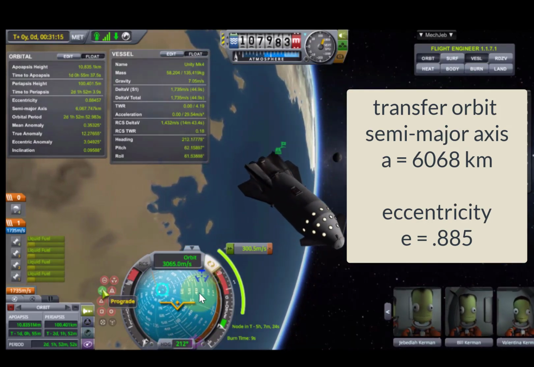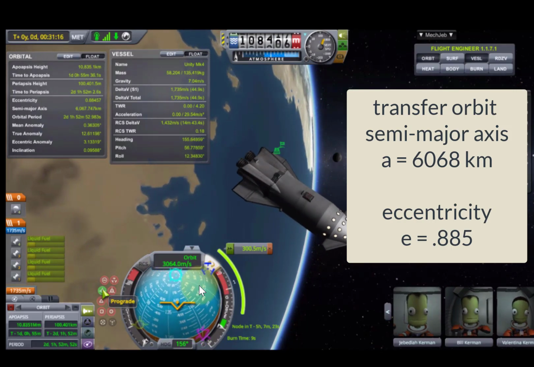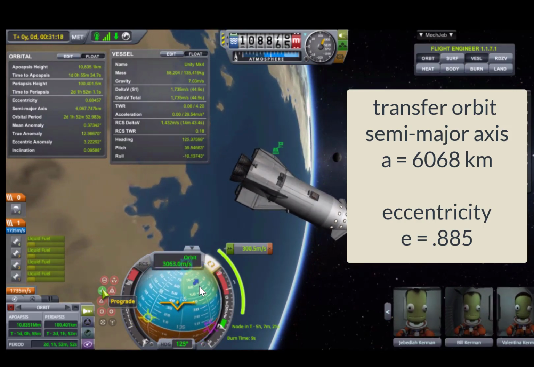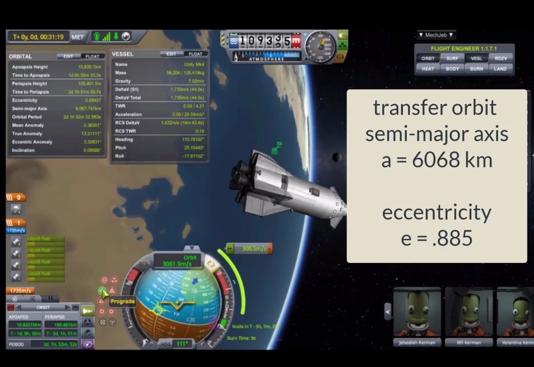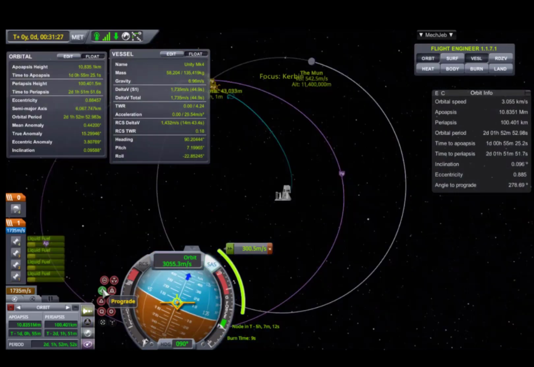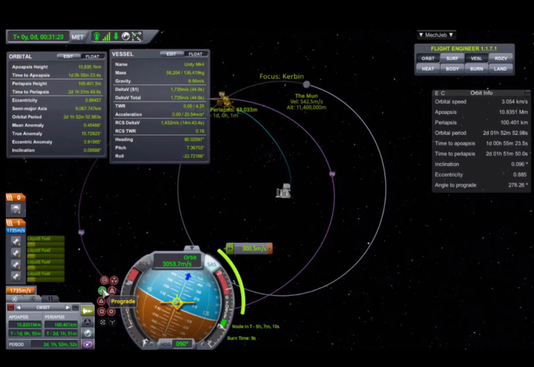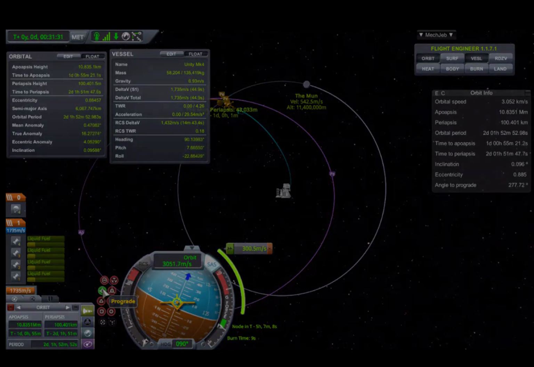The rocket had kind of flipped around to be oriented for the required burn at the Mun, so I'm going to flip it back to point in the direction we're traveling, in the prograde direction. And that's it. We are on our way to the Mun.